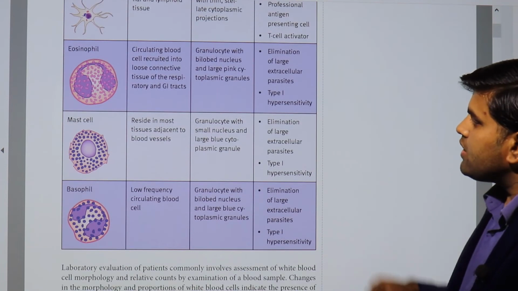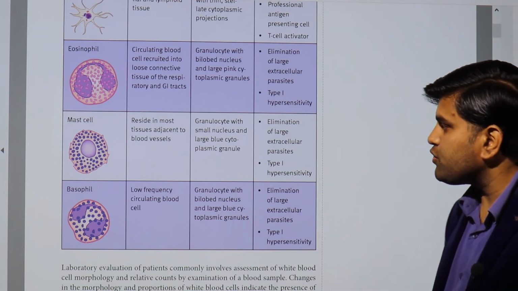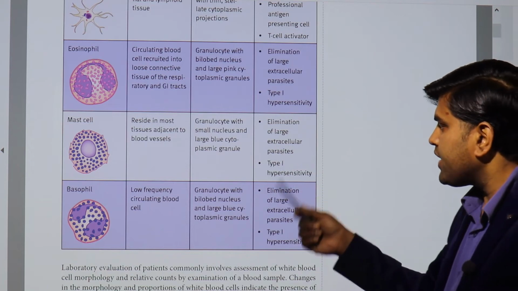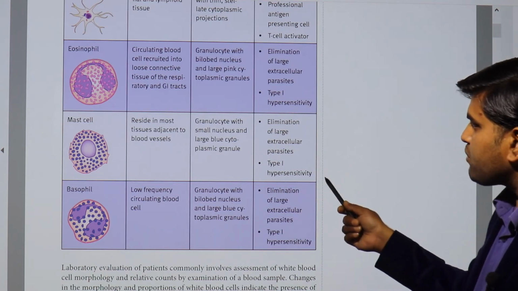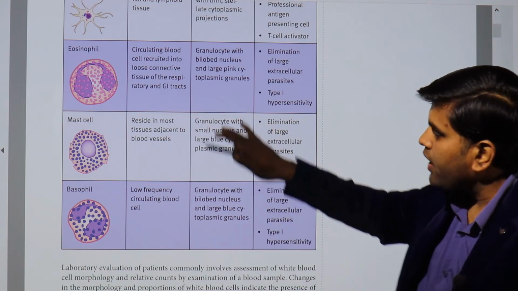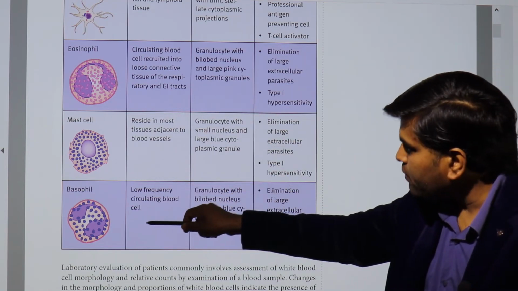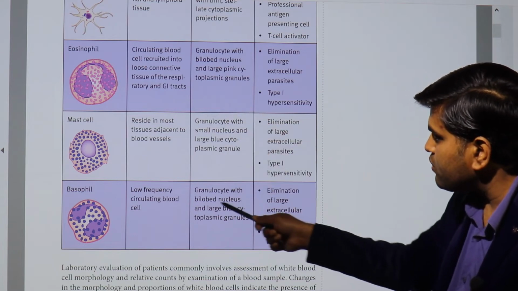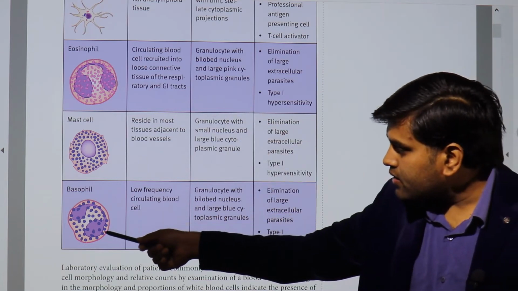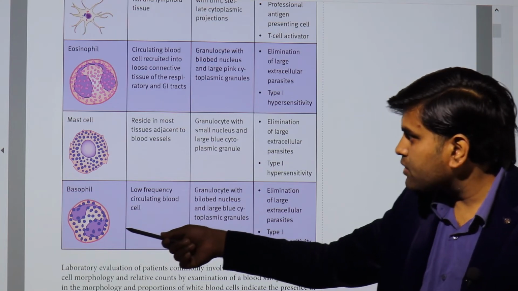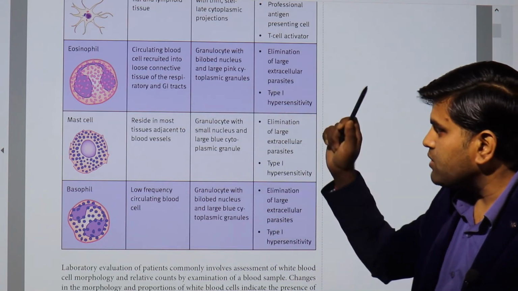And coming to the mast cell, it resides in most of the tissue adjacent to the blood vessel. Granulocyte with a small nucleus and large blue cytoplasmic granules. Elimination of large extracellular parasite, type 1 hypersensitivity. So this eosinophil and basophil actually both look similar. They both have the bilobed nucleus, but the basophil has large blue cytoplasmic granules, and these have the pink cytoplasmic granules.